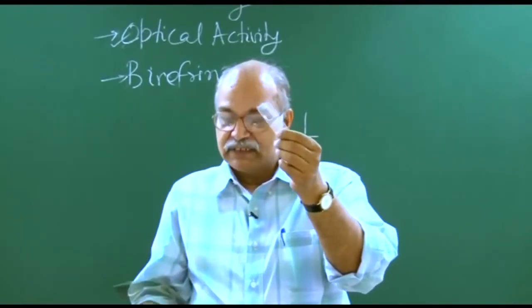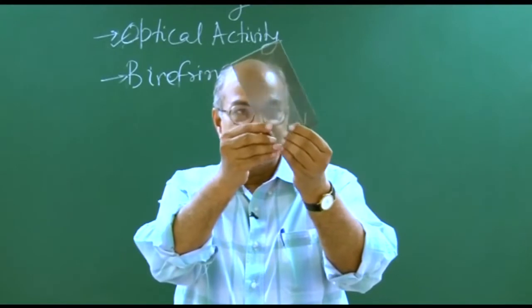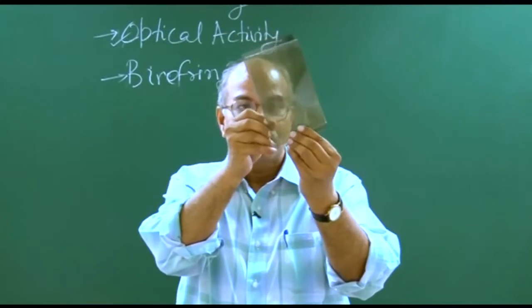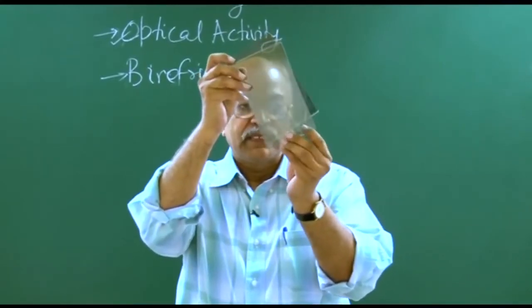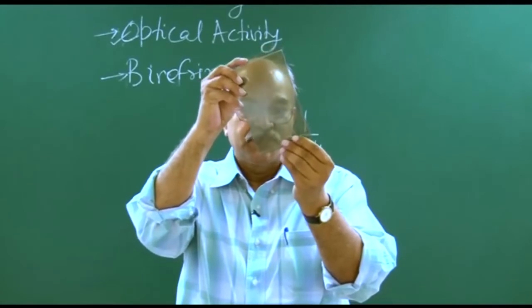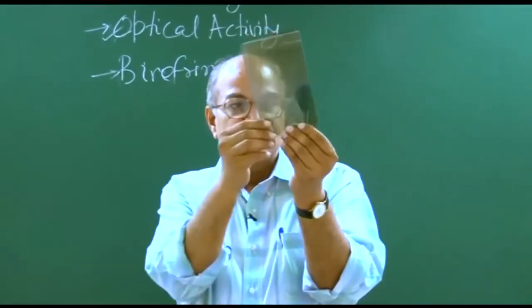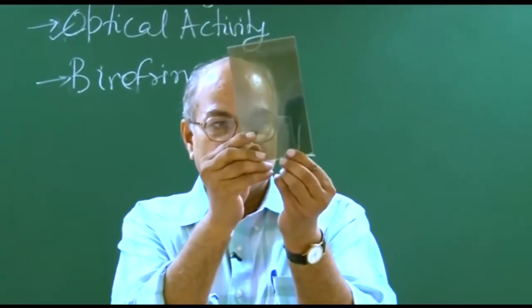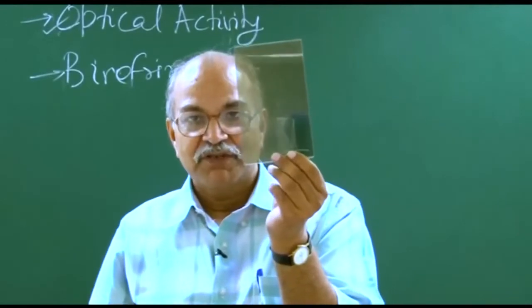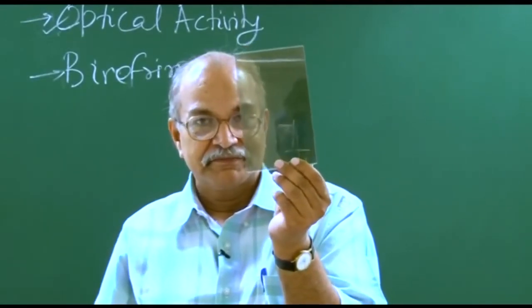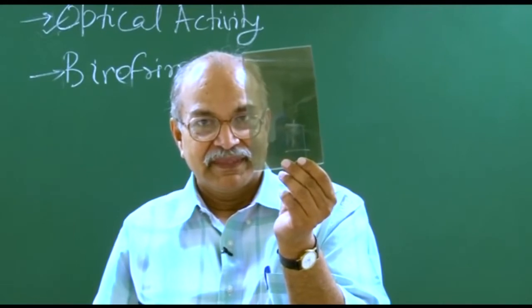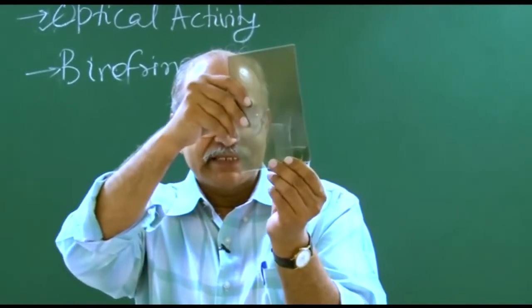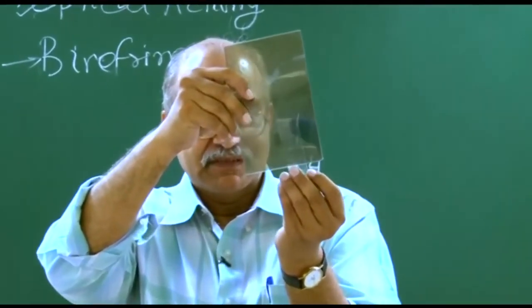I put it between these polarizers. So one polarizer is here, another polarizer parallel to it. So my glass slide is now between two polarizers which are parallel to each other. Perhaps you don't see much of exciting things. And now I am rotating this glass slide and see what happens.